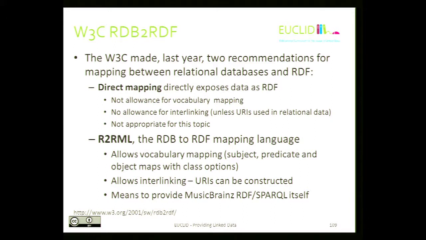On the other hand, R2RML, the relational to RDF mapping language, lets us build mappings that say, we need to construct URIs according to a certain scheme. We need to use certain classes and properties in existing vocabularies to encode that data. Much more powerful, and that's actually the means, as you'll see in the examples, by which we turn the MusicBrainz relational database dump into RDF during EUCLID.